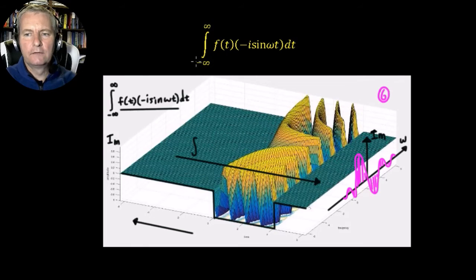We then integrate from minus infinity to infinity the function f of t, which has modulated the minus i sin omega t surface, and you can see that here in this drawing, and we're integrating in this direction. When we integrate in this direction, we get this other function here. And this function is a purely imaginary function. So this axis here is an imaginary axis.